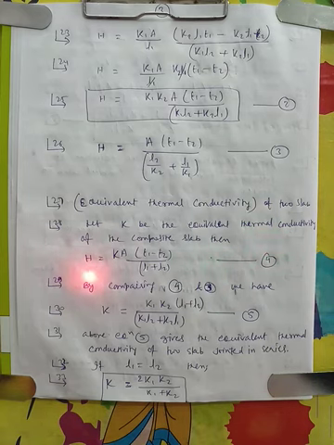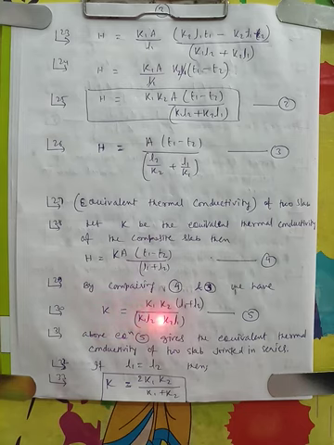Then we can write that the rate of heat flow is equal to K A (T1 minus T2), A being the cross-section area and T1 and T2 the extreme left and right temperatures, divided by the length. That is the normal formula we derived for a single slab. We are taking K as the equivalent thermal conductivity. Say this is equation 4.